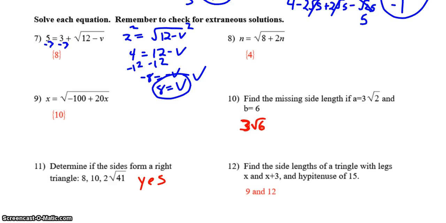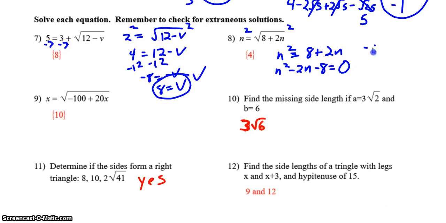Now in 8, the radical is already by itself, so I'm going to start just by squaring both sides. So n squared equals 8 plus 2n. Because it's n squared, that tells me it's a factoring problem. So what I'm going to do is I'm going to subtract 2n and 8 over. So this becomes n squared minus 2n minus 8 equals 0.